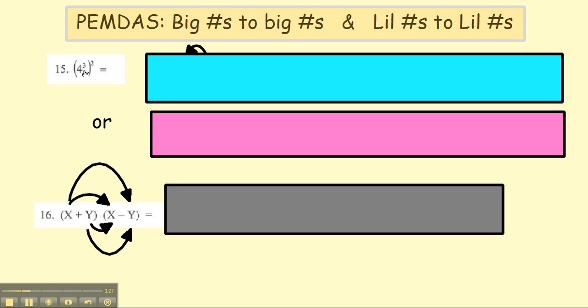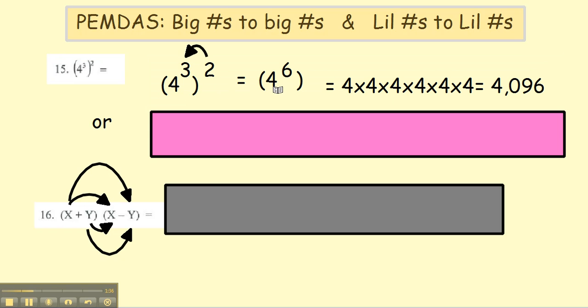The other way to think about it, if you use PEMDAS, is do what's in the parentheses first, which would mean do 4 cubed. And here's how both those ways would look. If we send it in, you do 3 times 2 and get 4 to the 6th, which means 4 times 4 times 4 times 4 times 4 times 4. So you're doing it 6 times, which should give you 4,096.